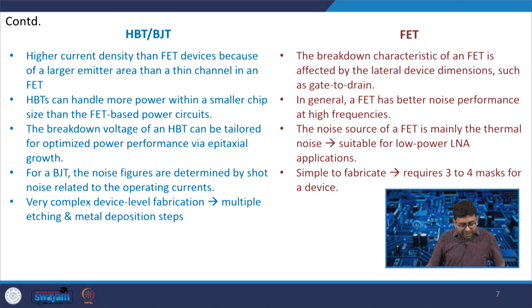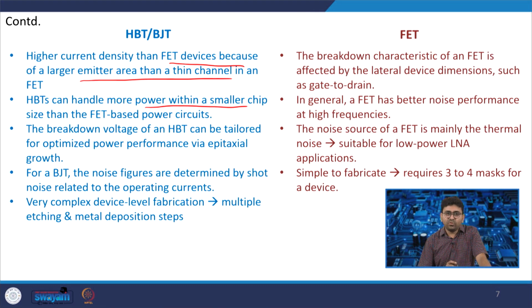So, in HBT again there is a higher current density than FET devices because of larger emitter area than a thin channel in FET. With a small input voltage, you will get a large current. HBTs can handle more power within a smaller chip size than the FET based power circuits. So, HBT can also be used for high power applications, like beam forming and multiple antenna technology, if we are planning to work in high frequency applications.